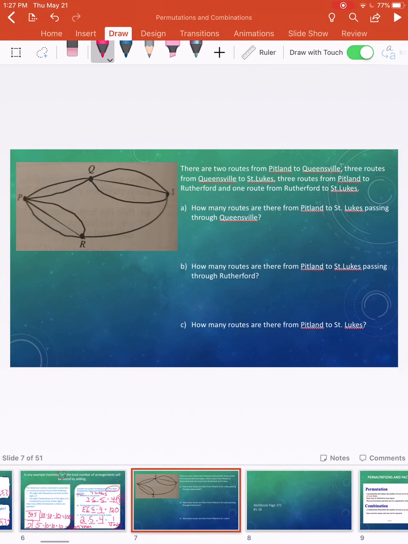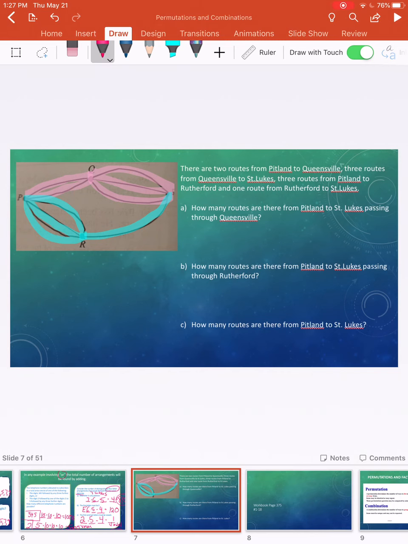All right, last question. There are 2 routes from Pitland to Queensville. So these are those 2 routes. I'm going to use the highlighter here. 3 routes from Queensville to St. Luke's. And 3 routes from Pitland to Rutherford. And 1 route from Rutherford to St. Luke's. How many routes are there from Pitland to St. Luke's if you pass through Queensville?